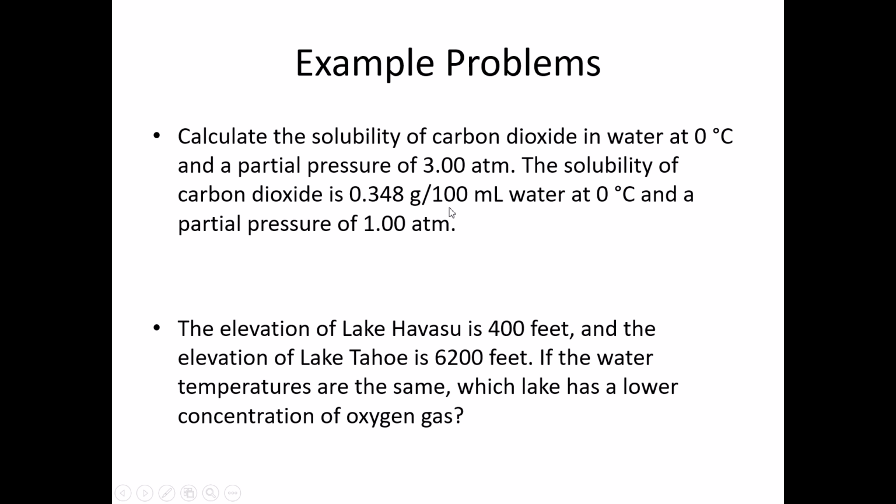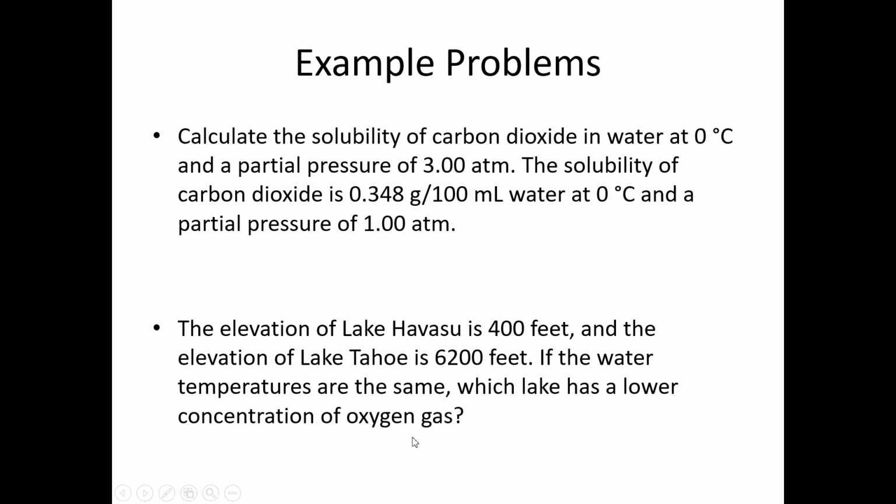Even if we didn't realize that's our K_H though, we can look at the difference in the pressures. So we have the solubility at 1 atmosphere. What is the solubility at 3 atmospheres? Since it's proportional, we're tripling the pressure. Therefore, we're going to triple the solubility. Alright, so tripling our solubility gives us the new solubility at the higher pressure.